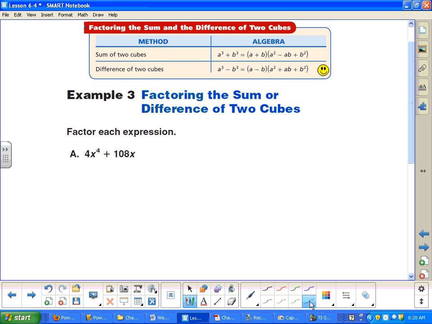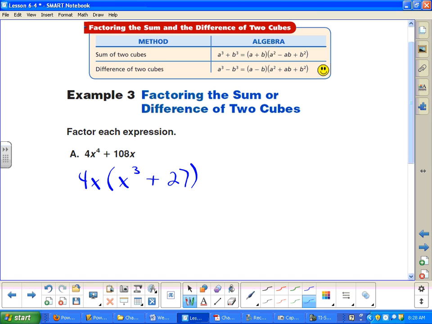So 4x to the fourth and 108x, do they have a common factor? 4, anything else? x. So they both have a 4 and an x, so we're going to take out 4x first of all. And we're left with x cubed plus, what? 27.